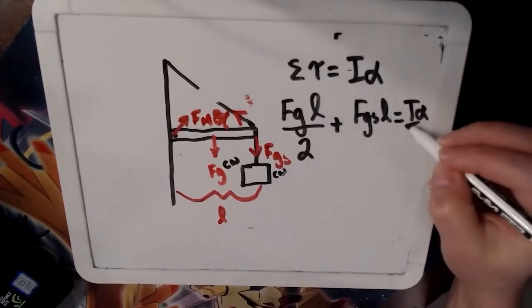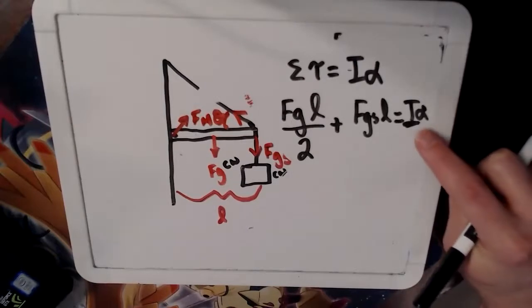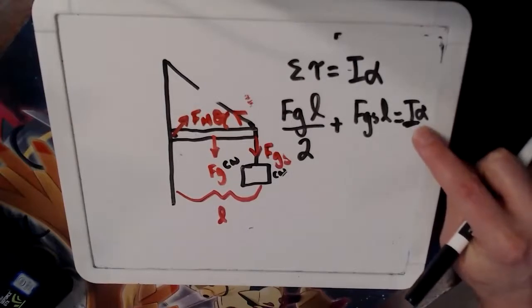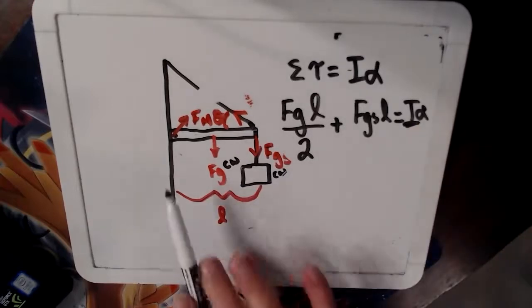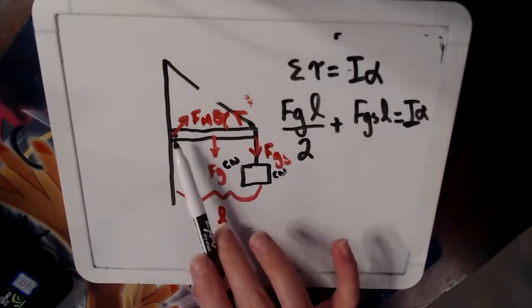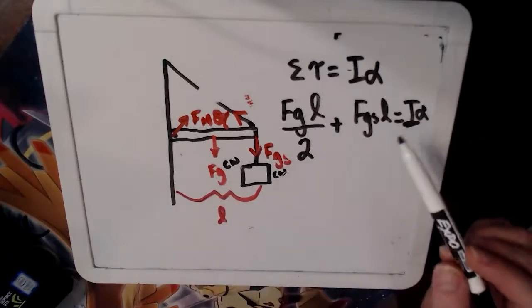So when you are thinking about this as I alpha, we would need to identify what I is. I is the moment of inertia of the system. So let's go through how we could find the moment of inertia of this beam. We have identified that the pivot point is located here on the left. So I'm going to do another calculation down here so I can identify what that moment of inertia is.